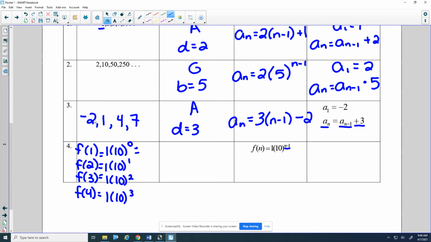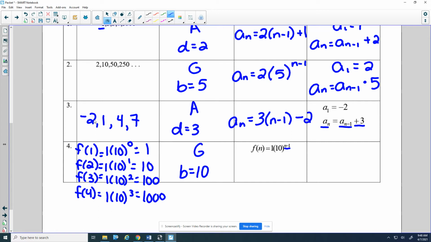So 10 to the 0 is 1. 1 times 1 is 1. 1 times 10 is 10. 1 times 100. And then 1,000. So I can see here that this is a geometric pattern. I'm multiplying by 10 each time.